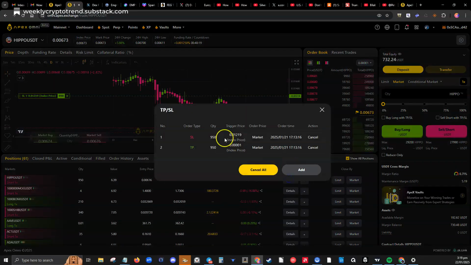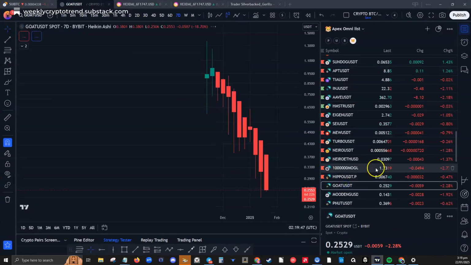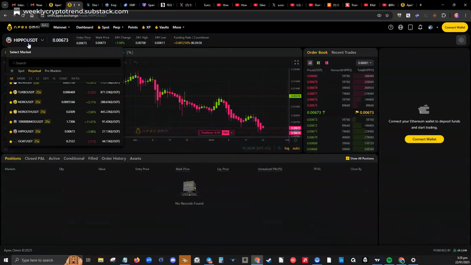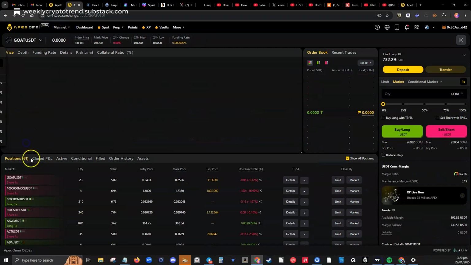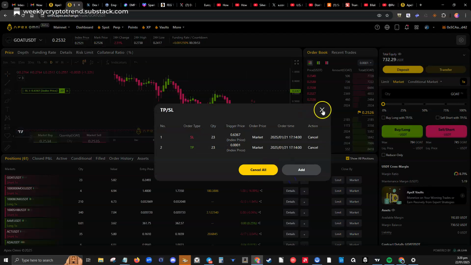0.012 should be the stop. 0.012. Yes, it is. It's a short. GOAT, getting close to the end. GOAT is the current stop. No need to move the stop. Current short. 0.63, that's GOAT. GOAT, current position short. Yes. 0.63 is correct.